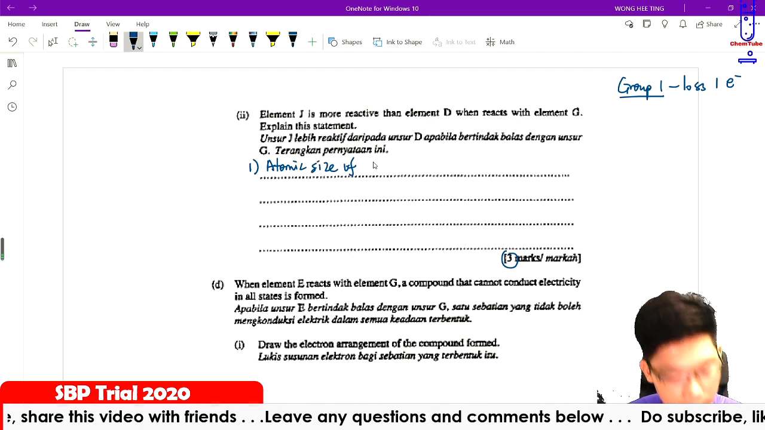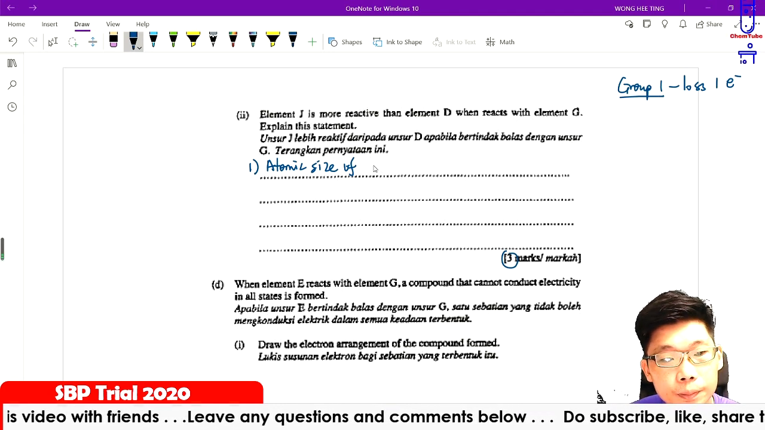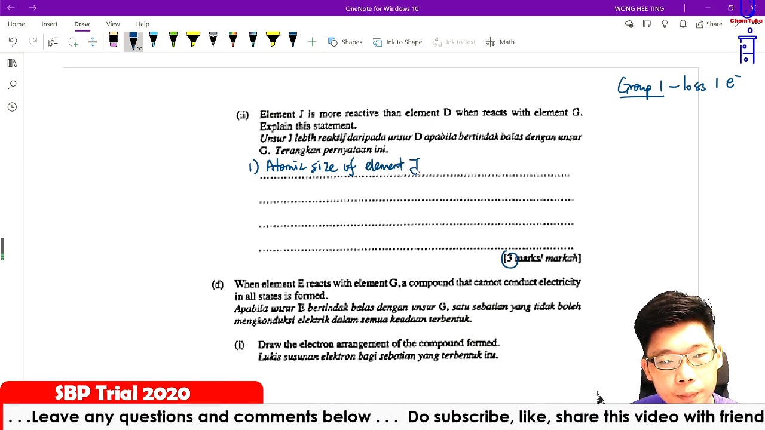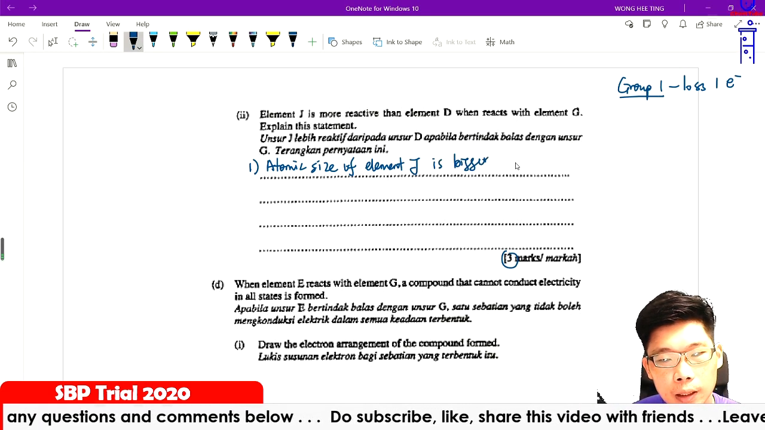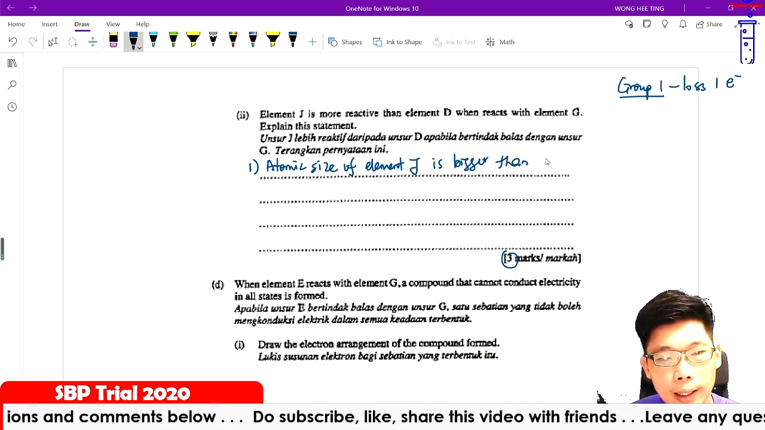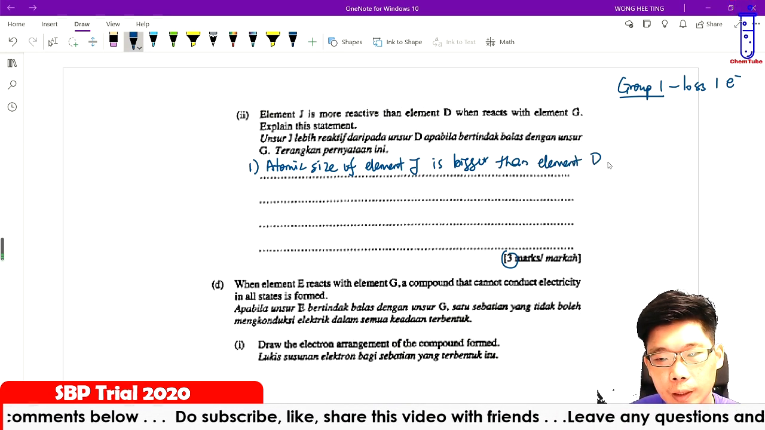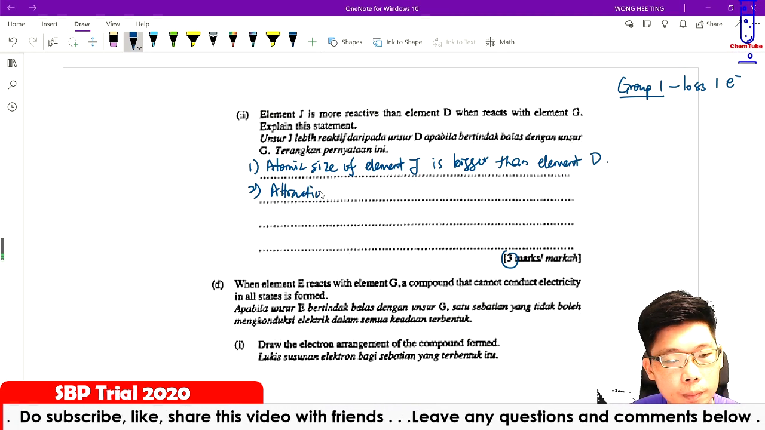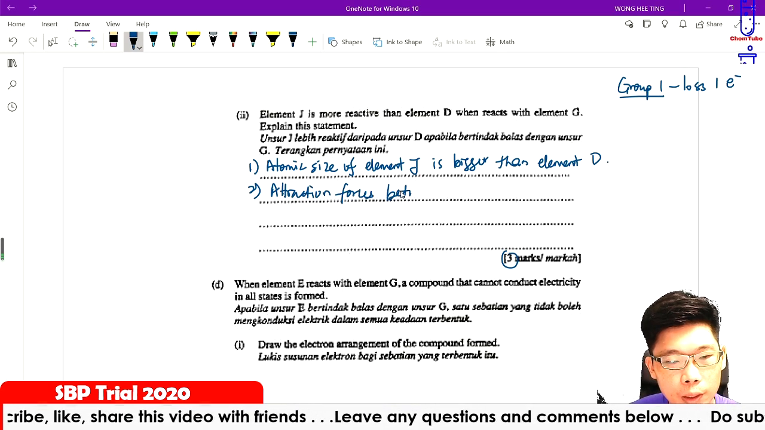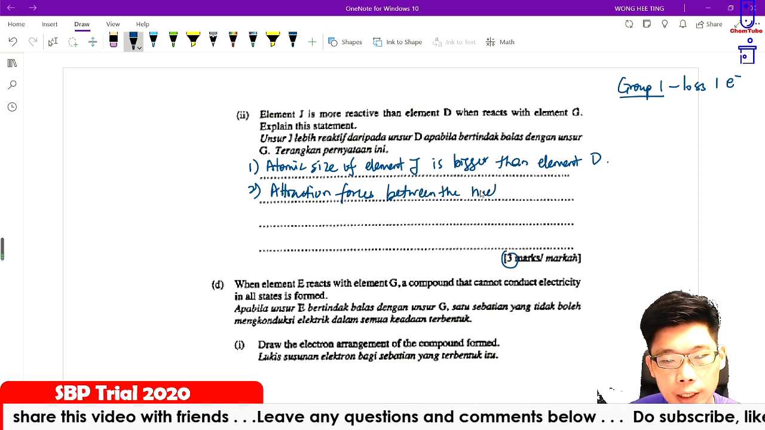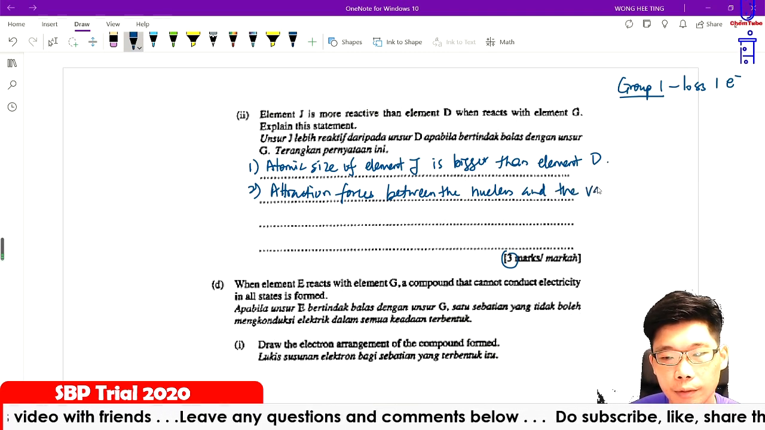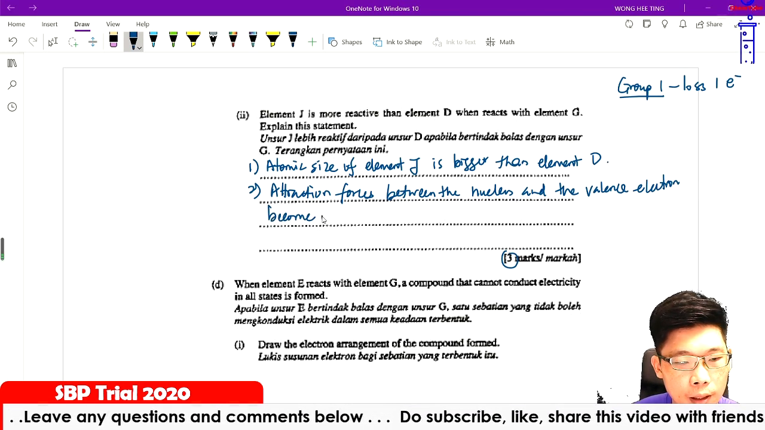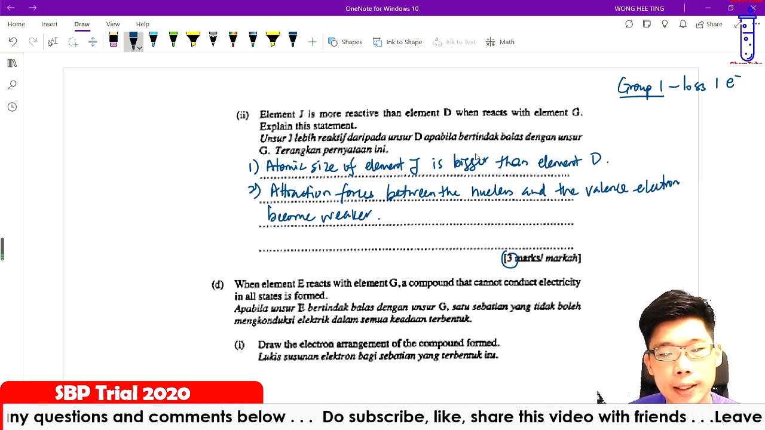of element J is bigger than element D. Okay, so number 2, the attraction force between the nucleus and the valence electrons becomes weaker, because the distance is further.